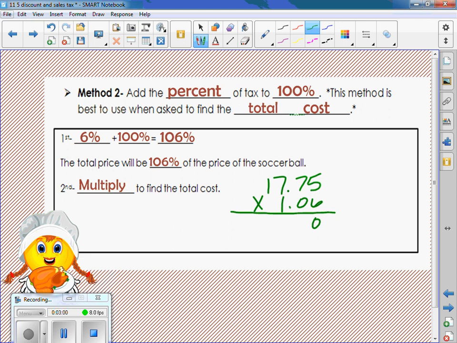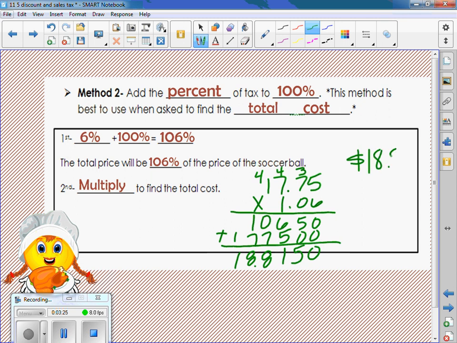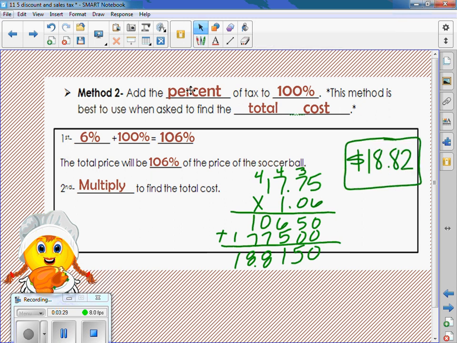Okay, and then when we do that, we get, I always carry that down. Let's see, 5771. Okay. And again, round to the nearest hundredths place since it's money, and you should get $18.82, which is what we got on the previous slide.